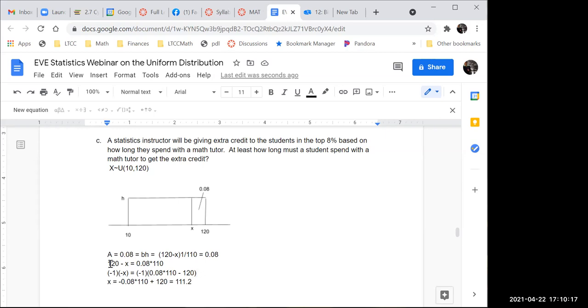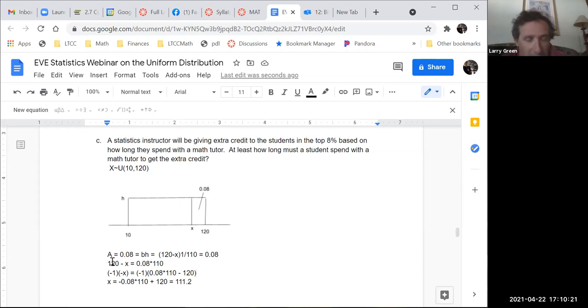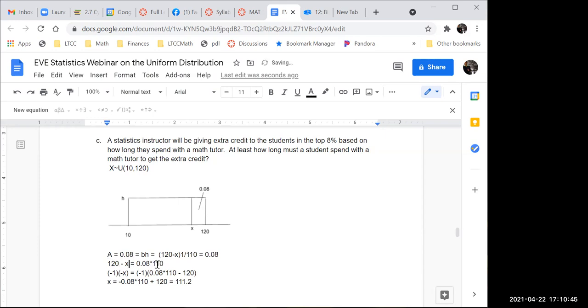Okay. Someone said they don't see why I subtracted 120. So the reason is this 120 is a positive 120. This is adding 120, so that's why I have to subtract 120 from both sides.